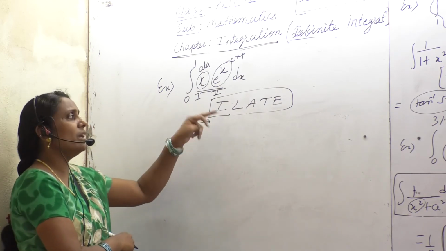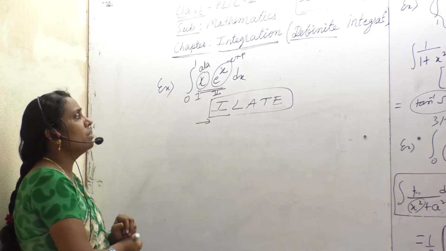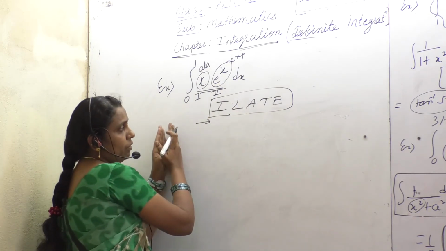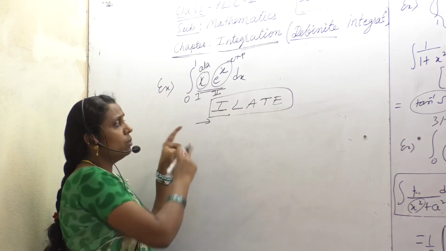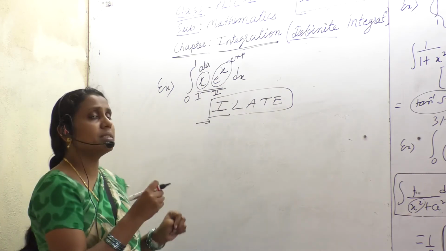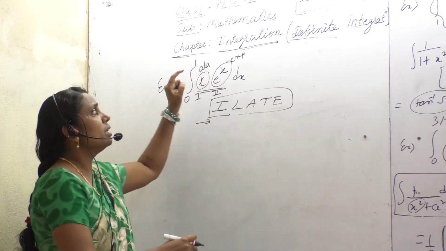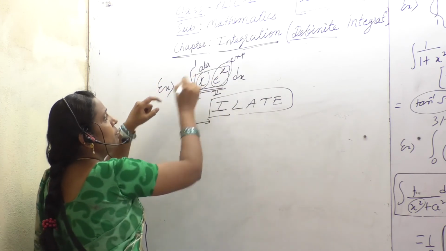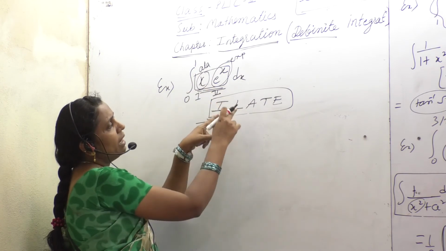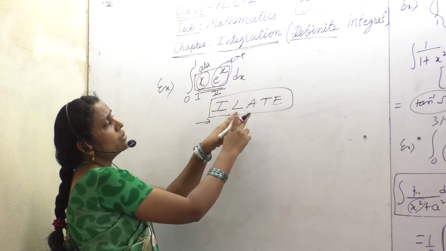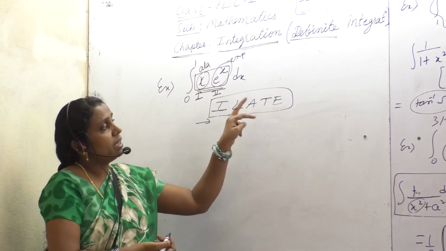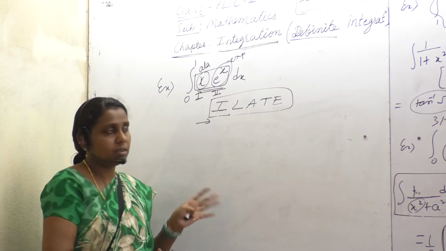ILATE is something according to your convenience or as a hint that you can just remember. You go by the left to right direction, and whichever comes in the first row, that function is to be considered as the first function in the given set. So inverse is not there, log is not there in the given question, algebraic is there, so it should be considered as the first function. Next, the remaining is the second function, is it not?